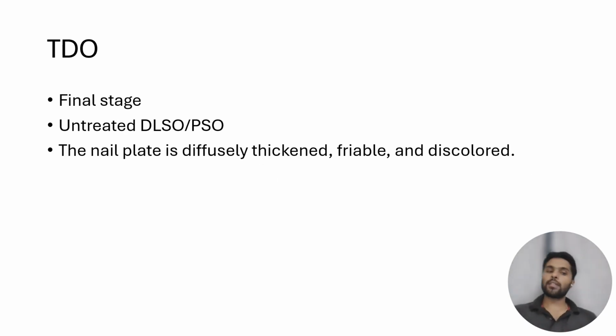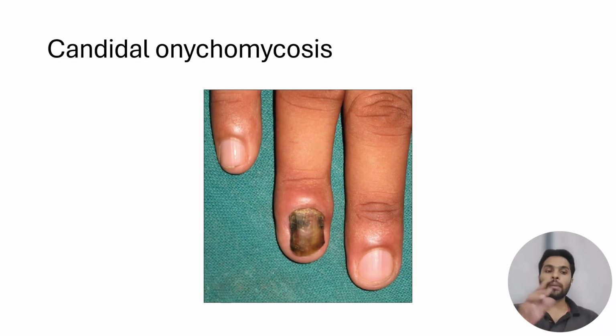Coming to total dystrophic onychomycosis, this can be seen as the end stage in untreated DLSO or PSO, and visually we can see the nail plate is diffusely thickened, friable, and discolored. Coming to candidal onychomycosis, in comparison to dermatophytic onychomycosis, it is associated with paronychia. There is inflammation, erythema, edema, and tenderness in the proximal and the lateral nail folds.